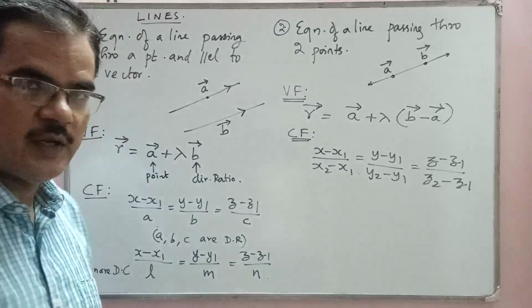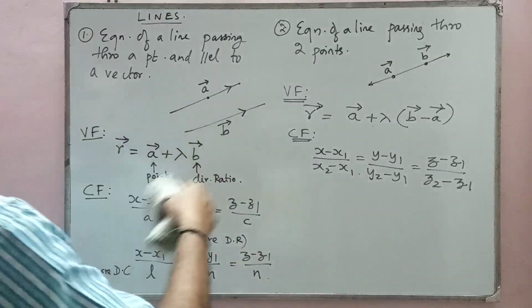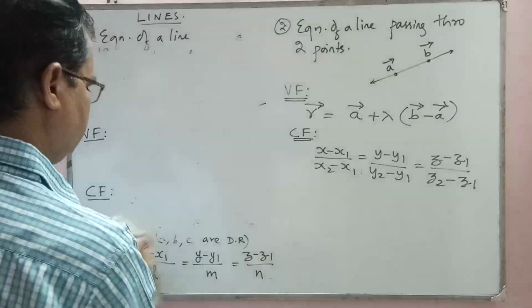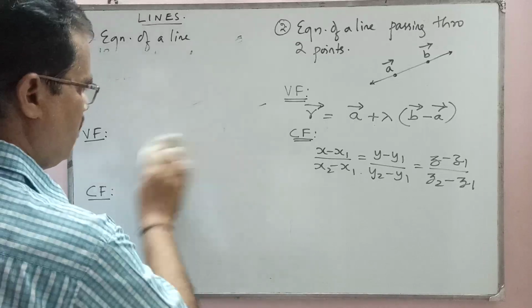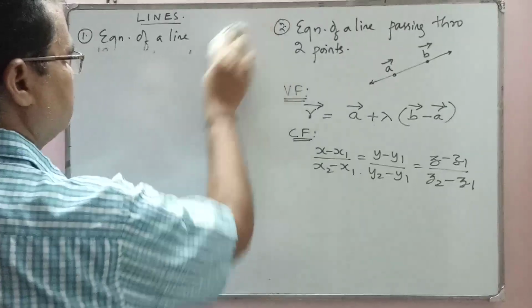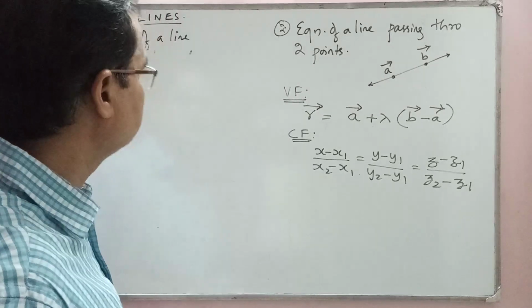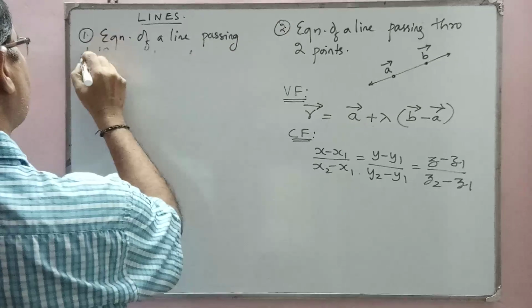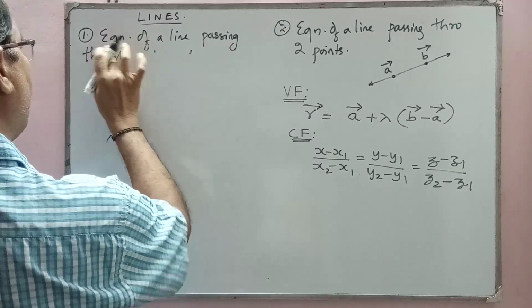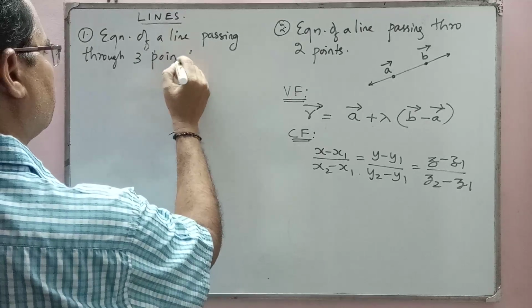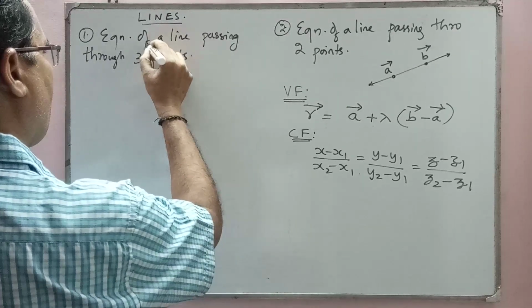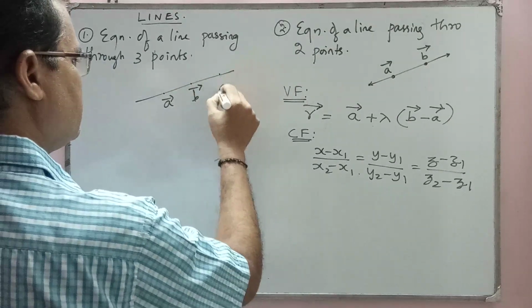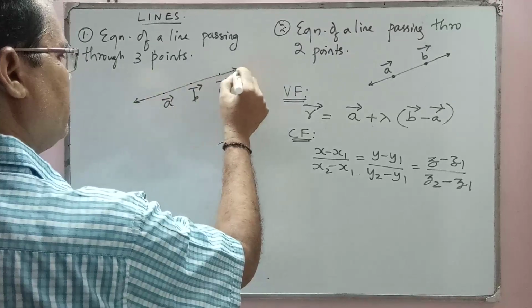Now we have the equation of a line passing through 3 points. Our line is there. Now it is passing through A, B and C. Now how to write the equation for this?